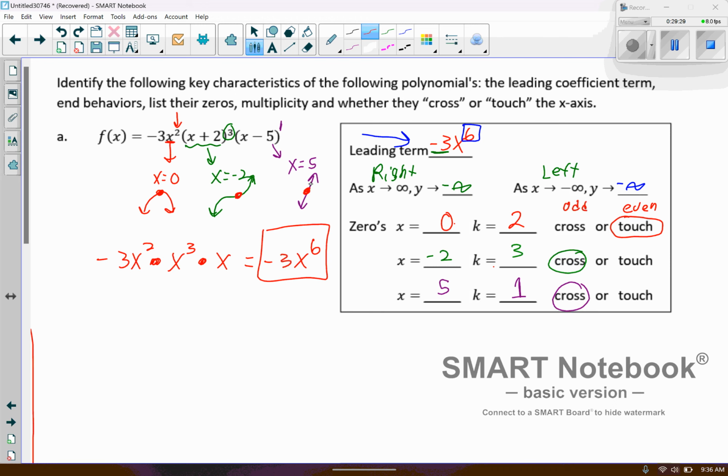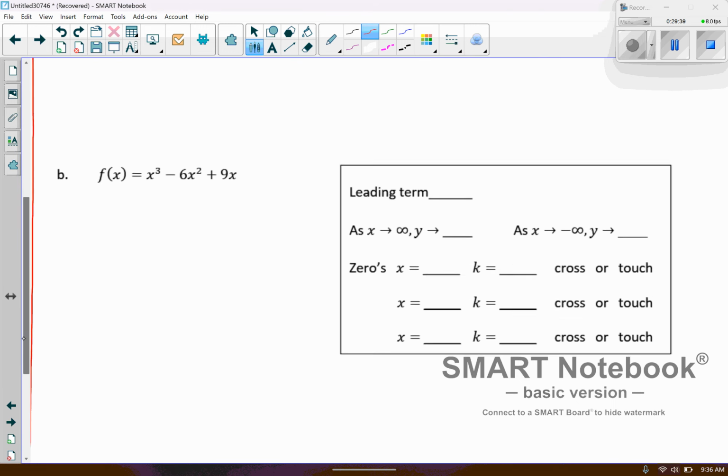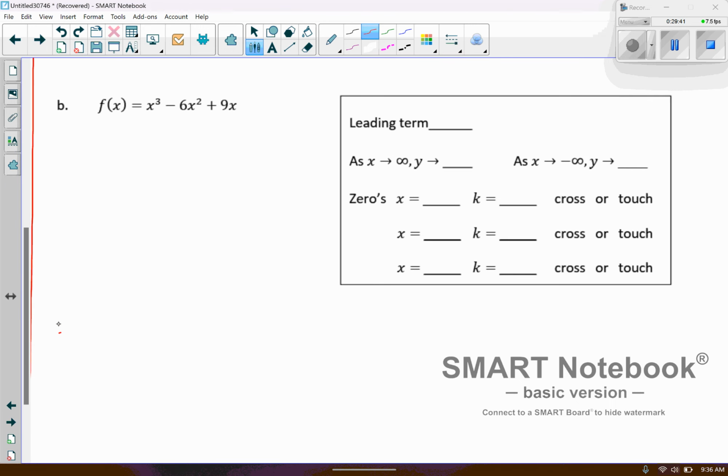Okay, so I have one more of these to look at, and then I'll probably stop this video and make a second one for the last part of the notes. So let's go ahead and come down here. What's different about B is I'm going to have to factor it. But before I factor it, I want to take care of the leading coefficient stuff. So right here, my leading term is x cubed. This one shouldn't be too bad.